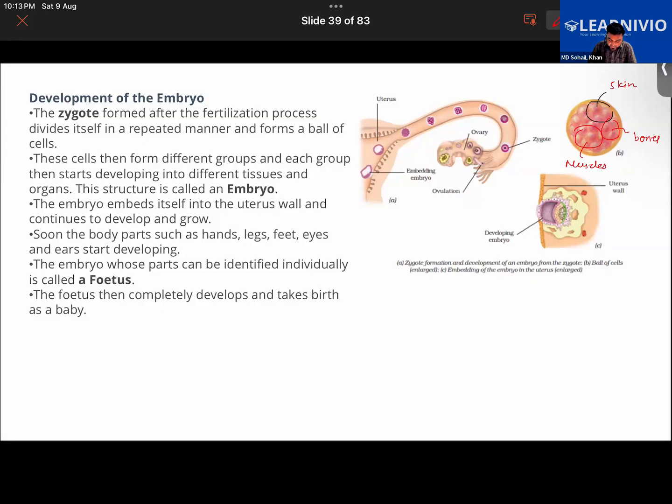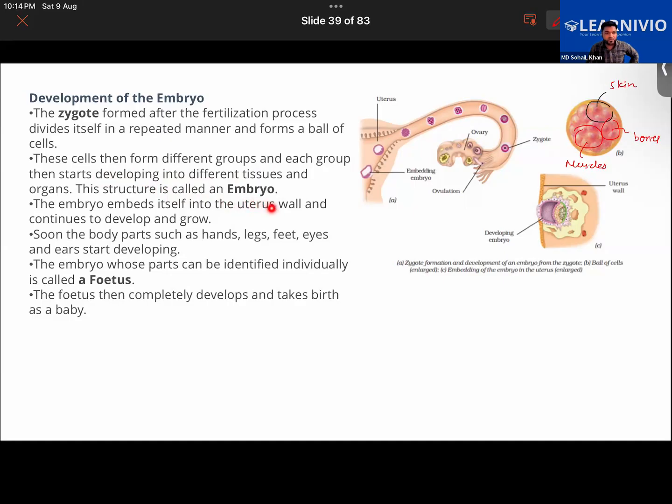So at this stage, we are calling this an embryo. When there's a ball of cells and those cells have started to differentiate into different tissues, which will later convert into bones, muscles, skin, and so on, we call this an embryo. Each group will start developing into different tissues and organs. So that structure is called an embryo.